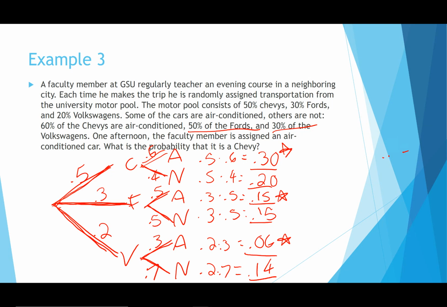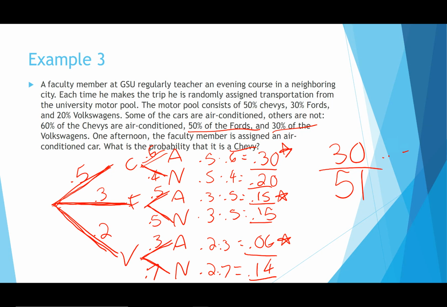There are 51, really let's say 51 cars that have AC. How many of those cars are Chevys? Well, there are 30 cars that are Chevys with AC, right? So 30 of the 51 AC cars are Chevy.